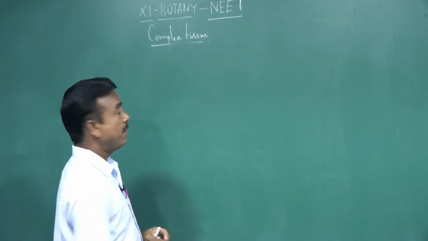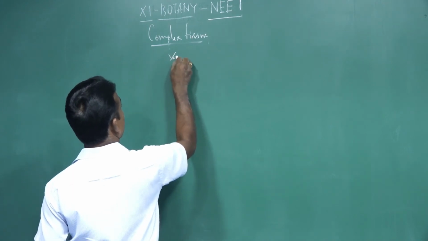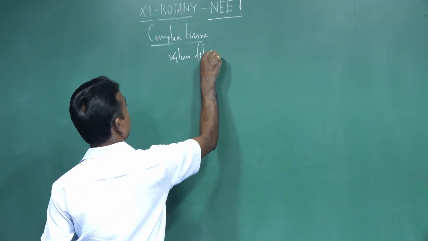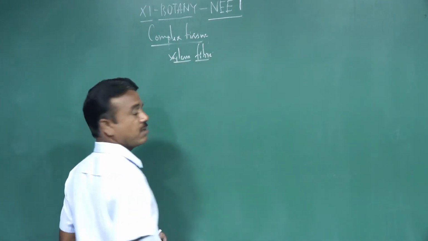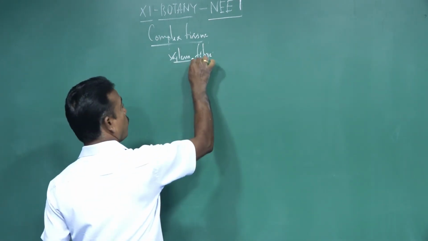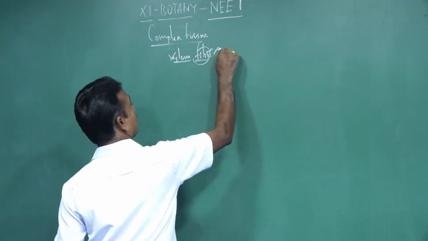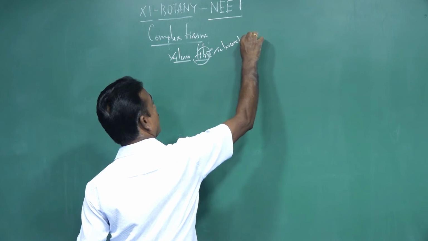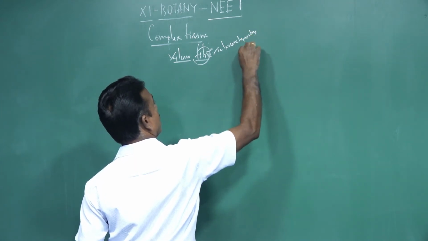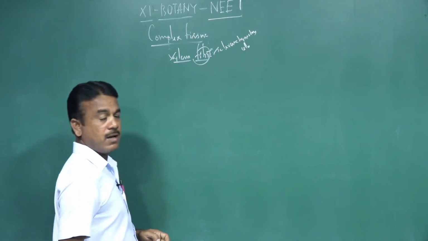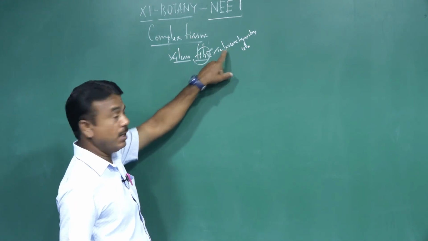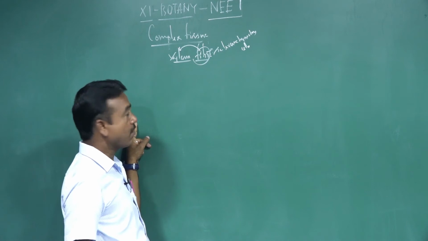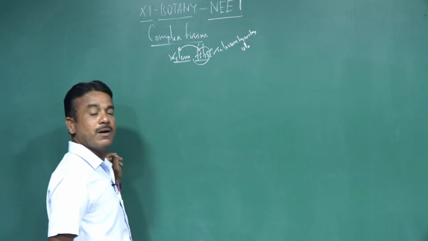The third element is Xylem Fiber. So what is the definition of Xylem Fiber? Fiber is a sclerenchymatous cell associated with the xylem. That is commonly called Xylem Fiber.